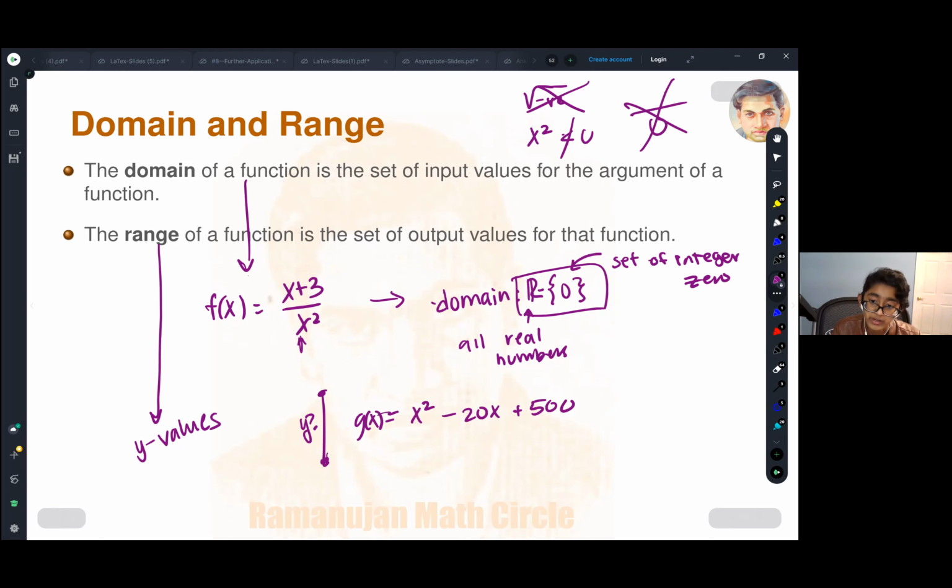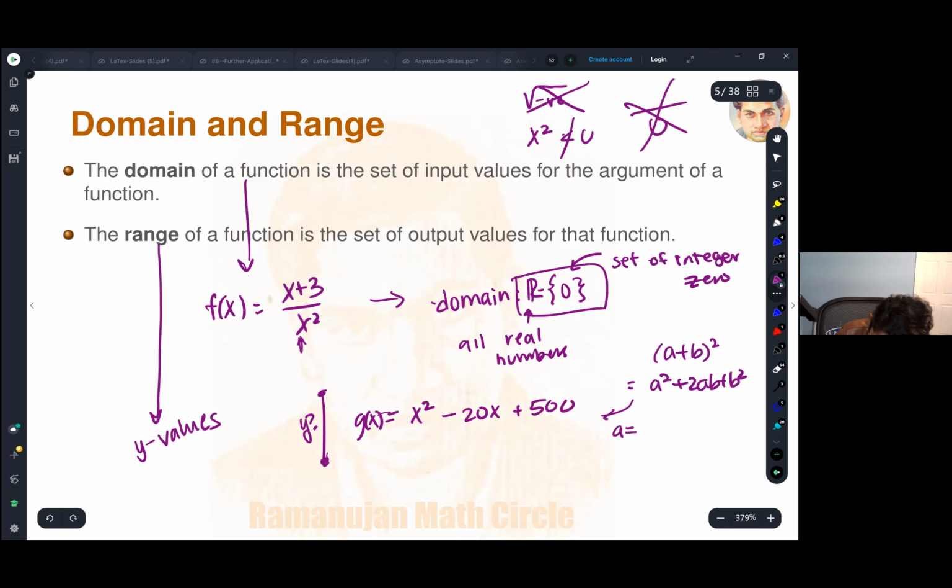We're going to complete the square. For those of you that don't know how to complete the square, just follow along with me. We'll start out with this identity that (a plus b) squared is equal to a squared plus 2ab plus b squared. Now we're going to use that same form here. So we set a equal to x, and 2ab equal to negative 20x, and so we know that b is equal to negative 10, because we know that a is equal to x.